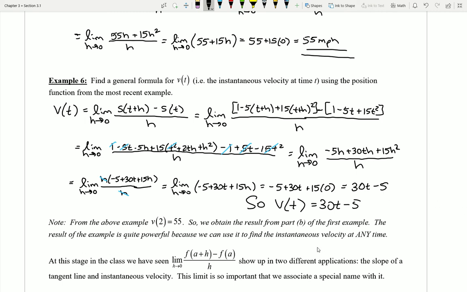So as I state down below, we've seen so far that this limit has come up in two different applications. We can find with this limit the slope of a tangent line, and also we've related that to instantaneous velocity. So this becomes such an important limit for us that we are actually, in the next video, going to give it a name.